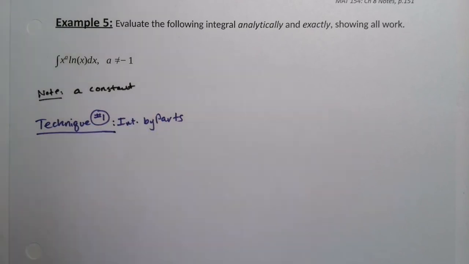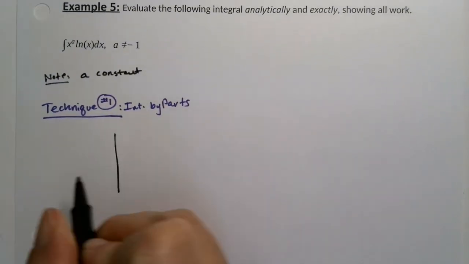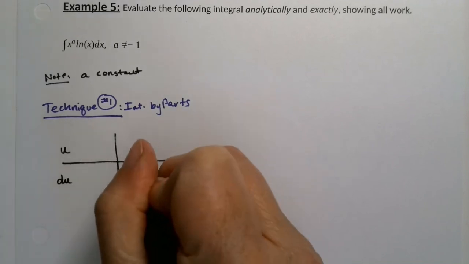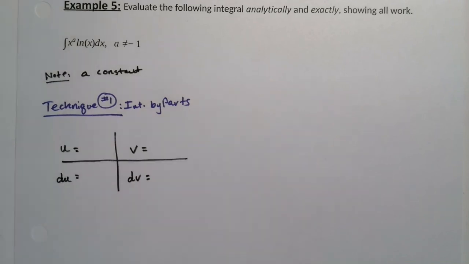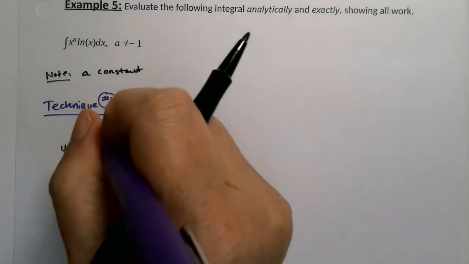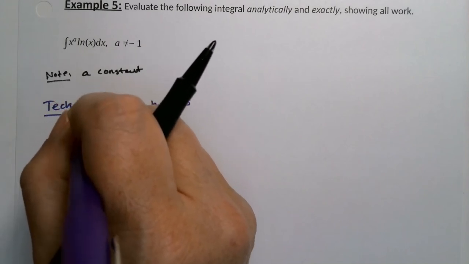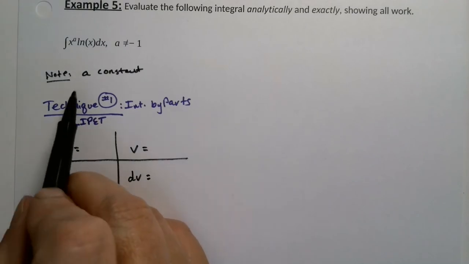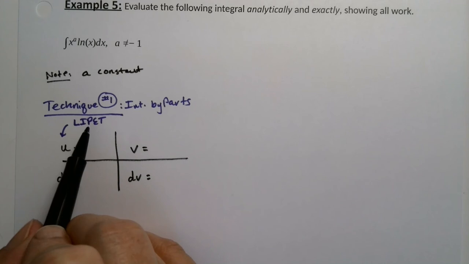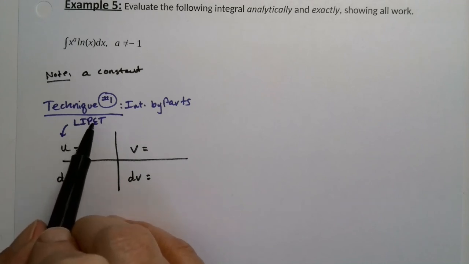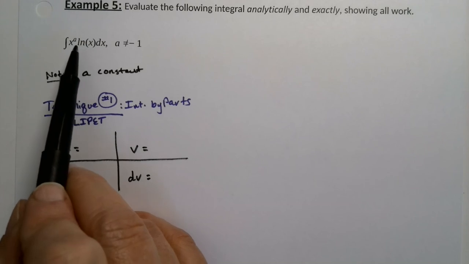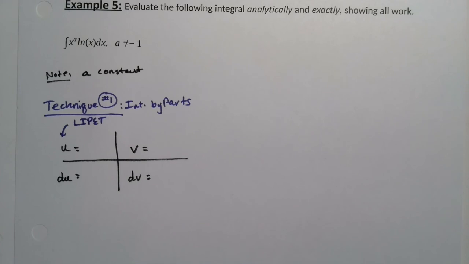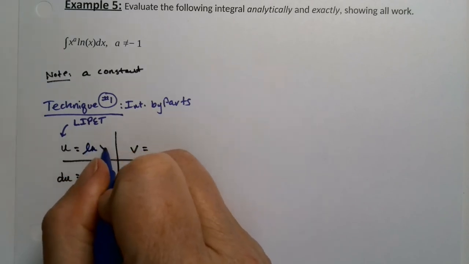All right, so let's see if we all remember how to do integration by parts. You make a table. This will be u, this will be du, this will be dv, and this will be v. Remember, for integration by parts, for your choice of u, you want to follow the mnemonic LIPET: logarithms, inverse trig, polynomials, exponentials, trig. I just got distracted because I noticed, hey, there's a logarithm right there. So I think I know what u is going to be. u is going to be the natural log of x.